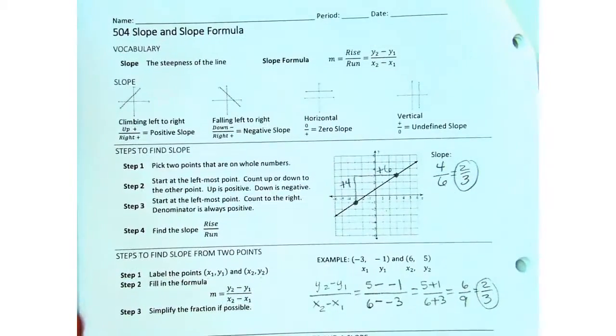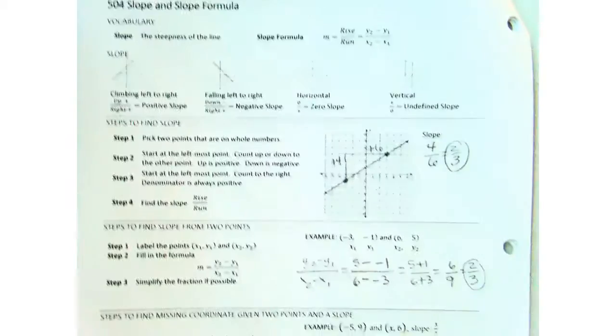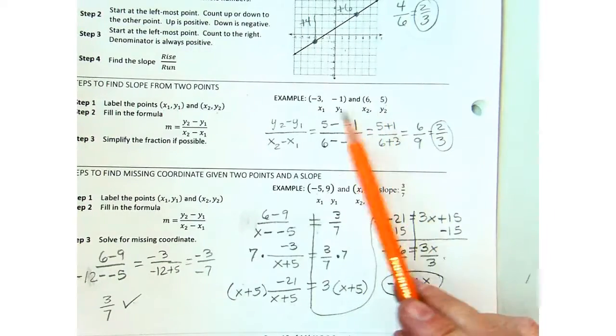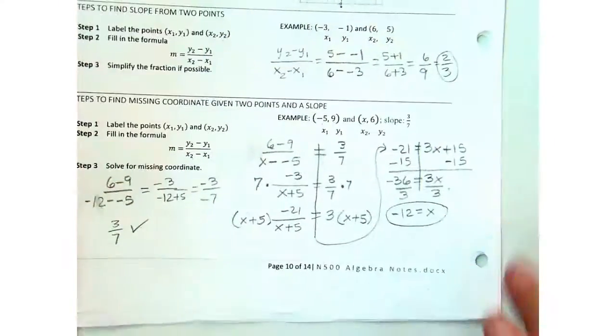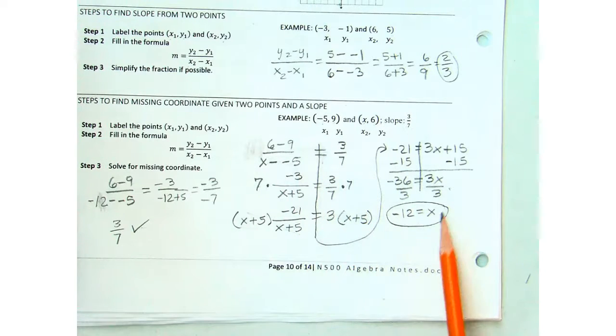In summary, we've learned 3 things today. First, we learned how to find slope from a graph by counting the squares. Next, we learned how to find slope using the slope formula. And finally, we learned to find a missing coordinate when we had 2 points and a known slope.